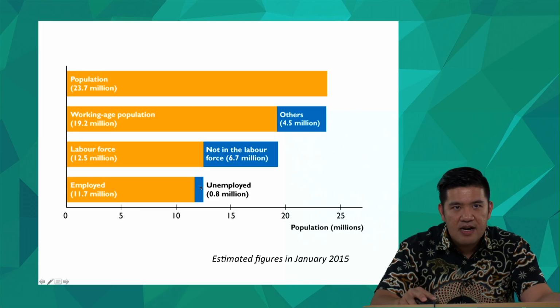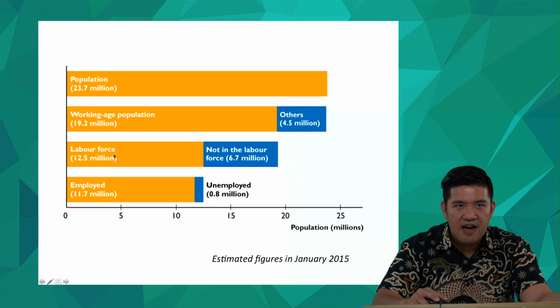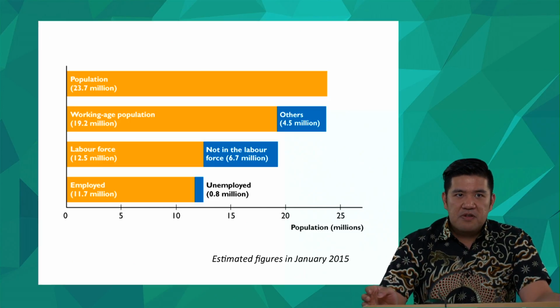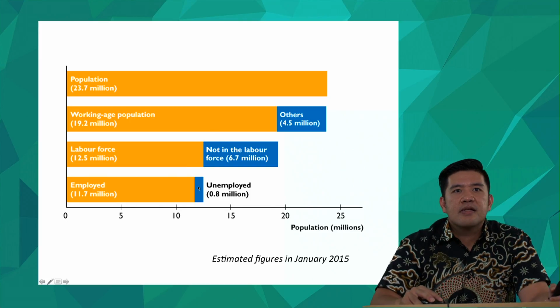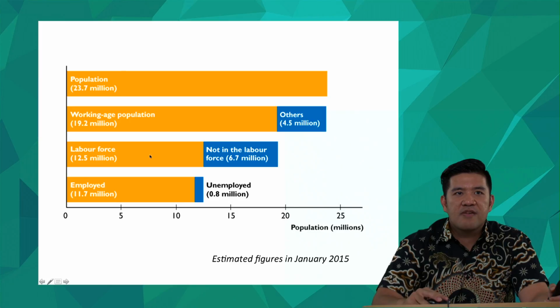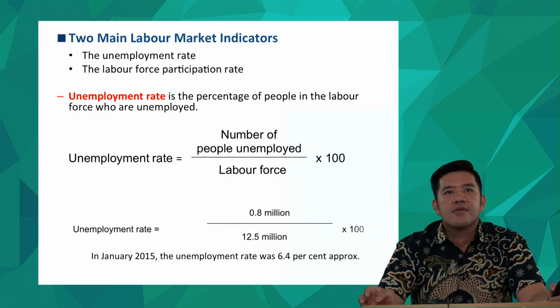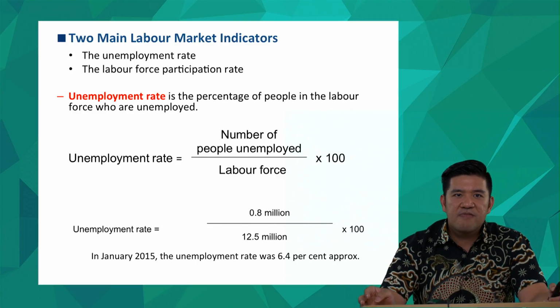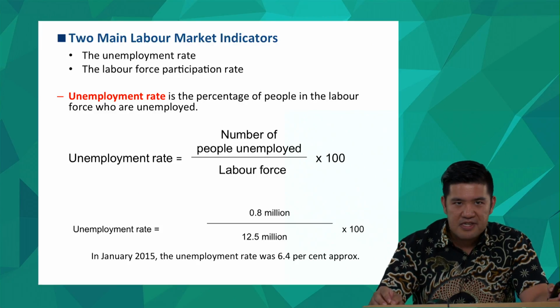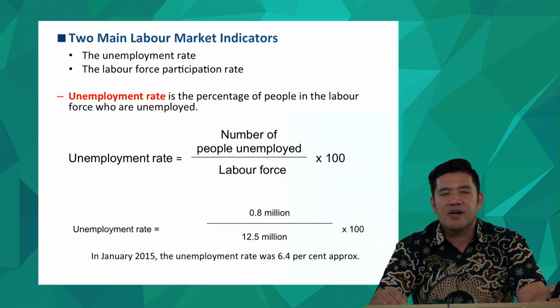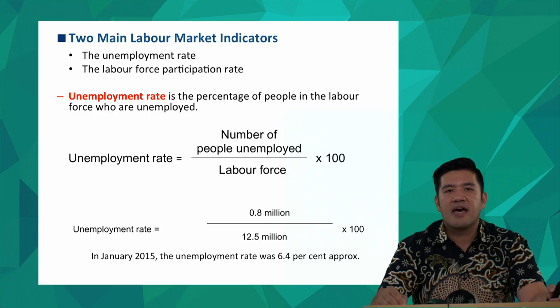0.8 million unemployed divided by the size of the labor force, 12.5 million. Okay. So based on these estimated figures, the unemployment rate would be equal to 0.8 divided by 12.5 times 100. 0.8 million divided by 12.5 million times 100, you should get 6.4% approximately. In January 2015, the unemployment rate was 6.4% approximately.